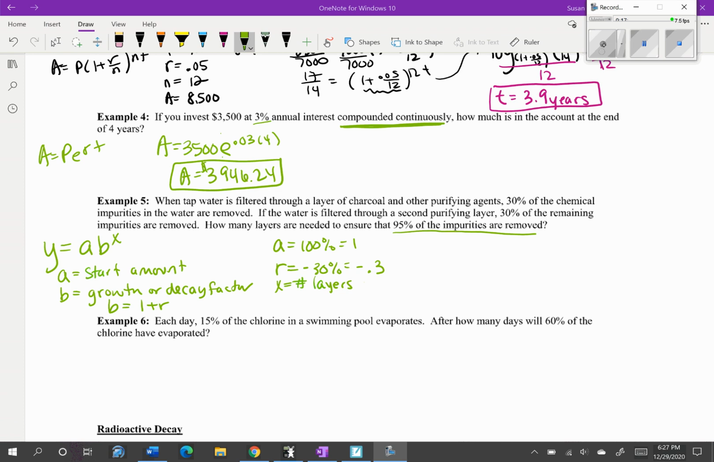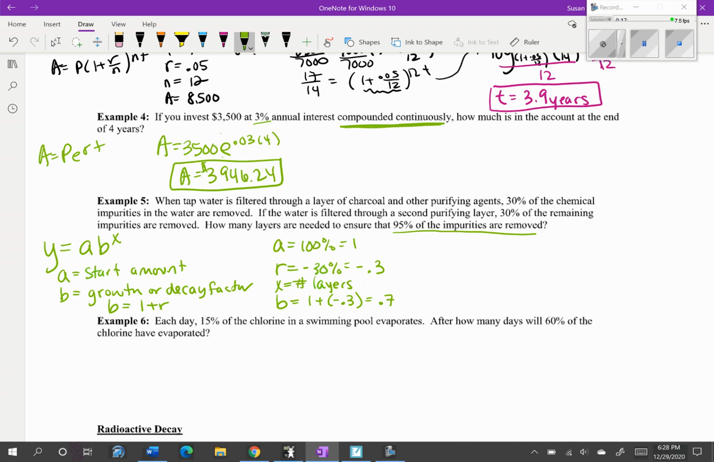Or number of layers to remove the 95% impurities. And if we look at our r, notice that's not in the actual equation, so that means we need to solve for our b value using our r. So b is equal to 1 plus our rate, which is minus 0.3. So your b value is actually 0.7.